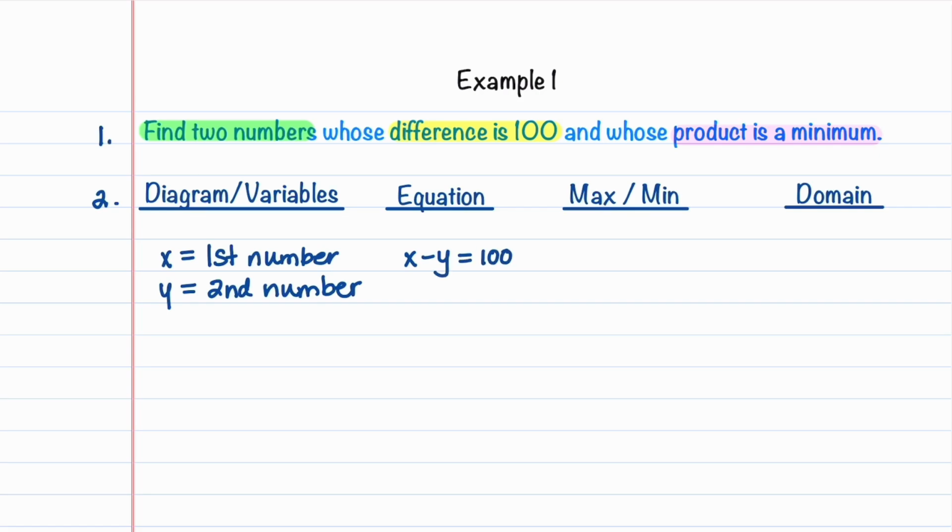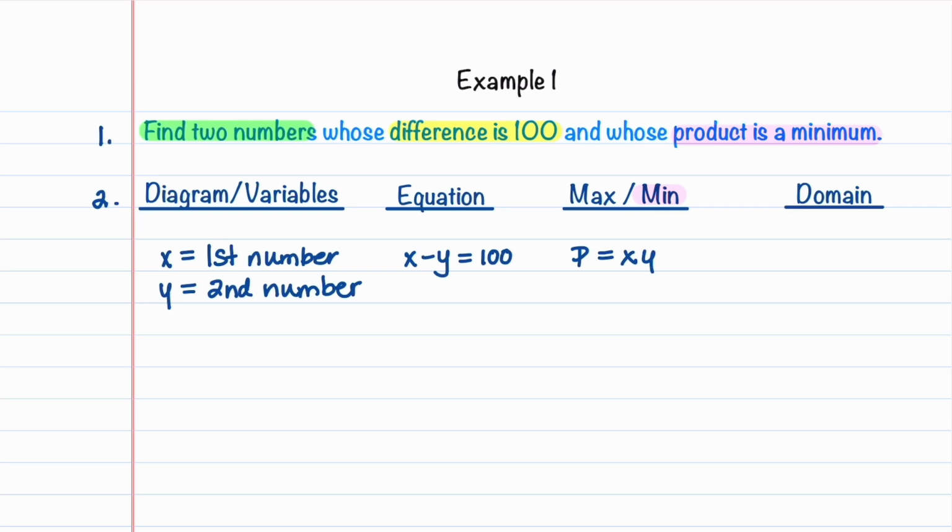Now let's see if we need to find a minimum or a maximum. Our problem states that the product is a minimum. So I'm going to highlight minimum. And let's write down an equation for the product. The product is just the two numbers multiplied. So this is going to be x times y.